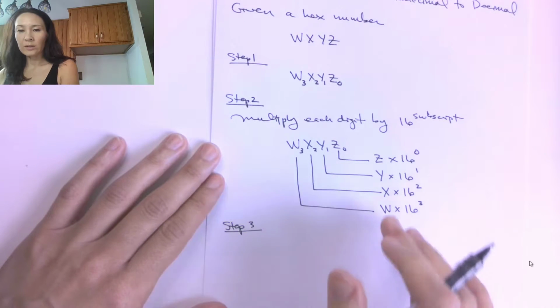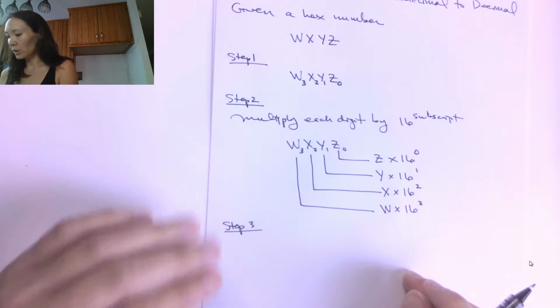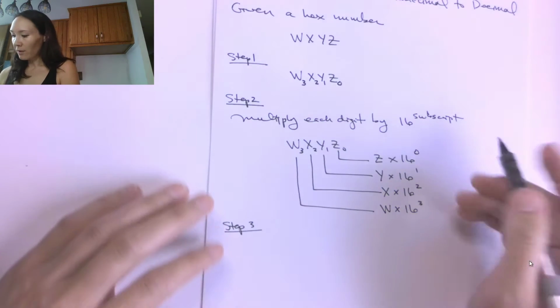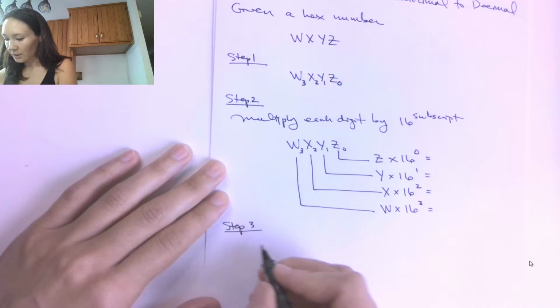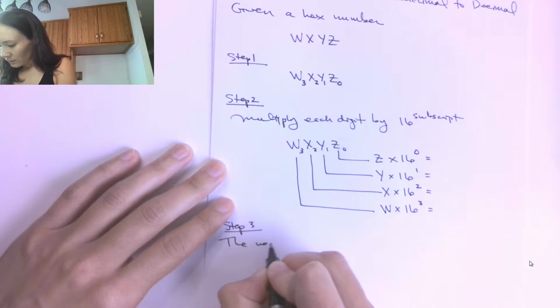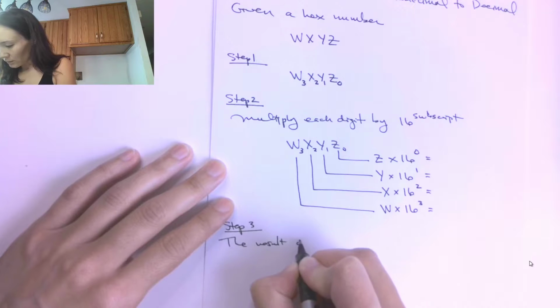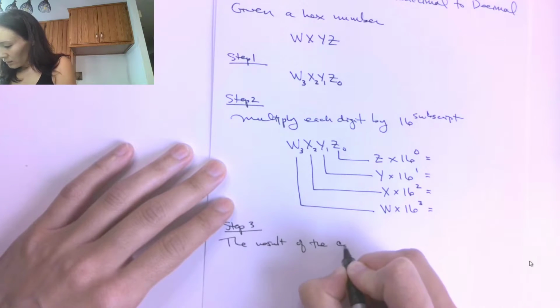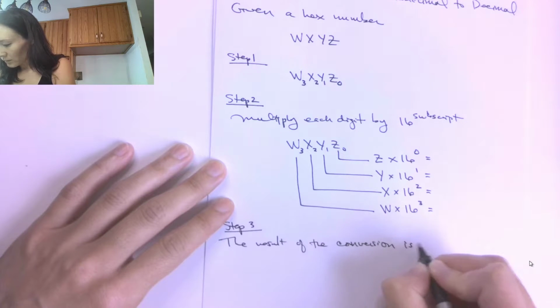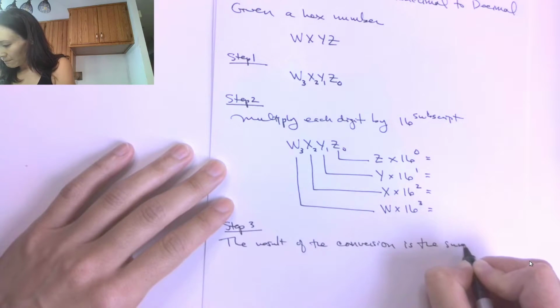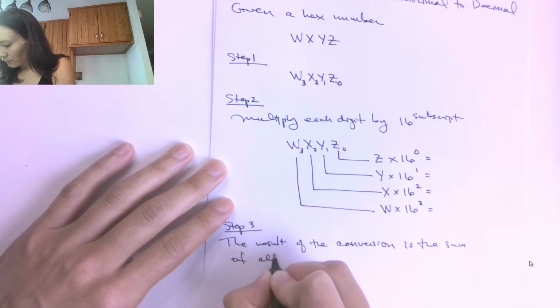All right, and then the third step is to get the result of our conversion to decimal. We just add up all these products. So whatever that is, whatever that is, we just add them all up. So the result of the conversion is the sum of all the products.